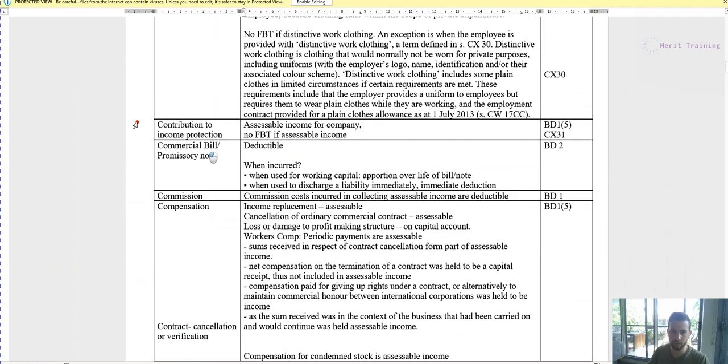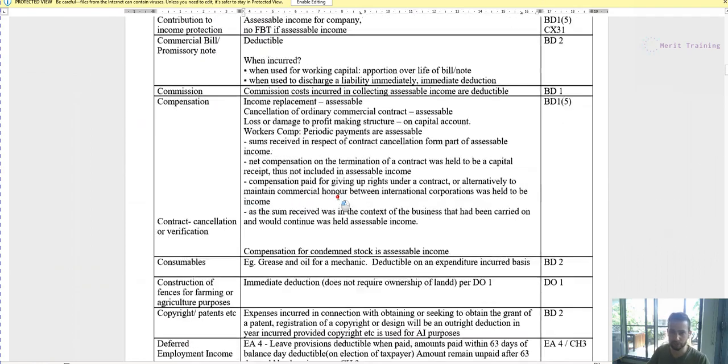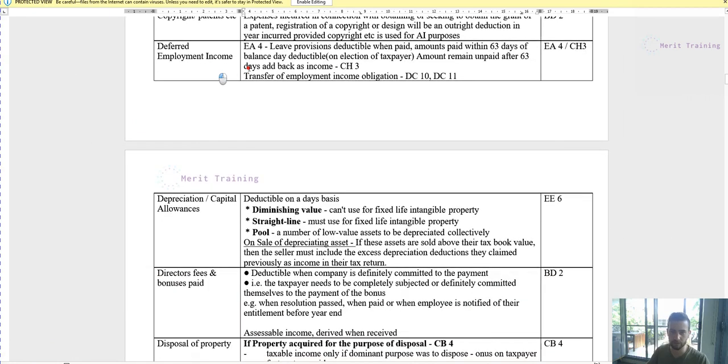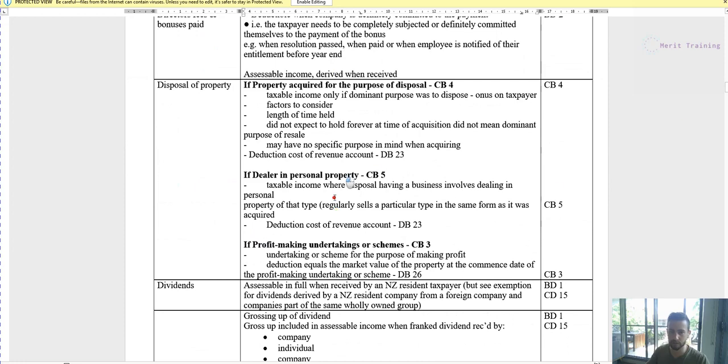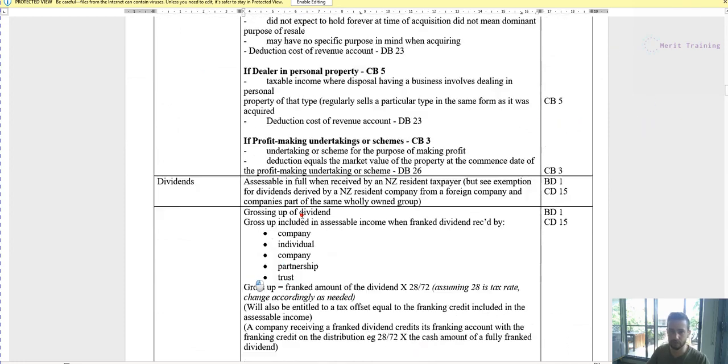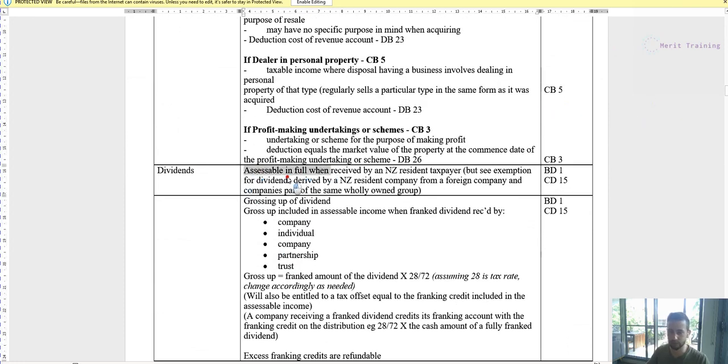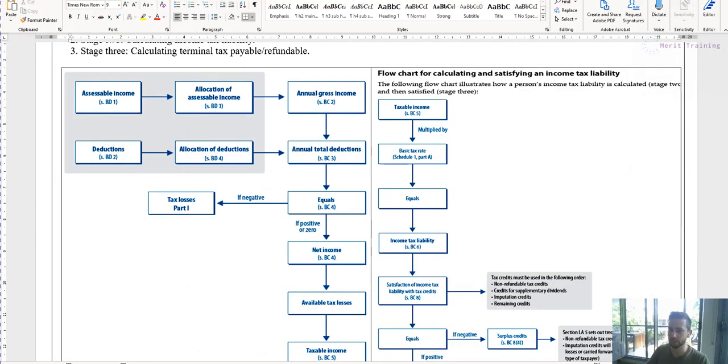So for example, commissions, deferred employment income, and it just tells you how to treat it in here, and the relevant section you need. Dividends, for example, it also tells you about the timing. So for example, assessable in full when received by a New Zealand resident taxpayer, but there is an exemption if it's derived by a New Zealand resident company. But we'll cover this in a later chapter. So that's just a little bit of general context as to how you figure out if something's assessable or not.